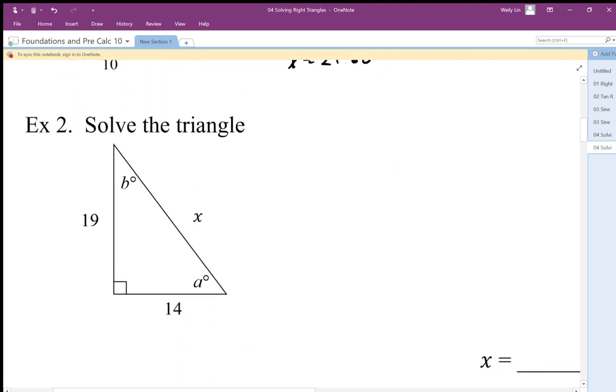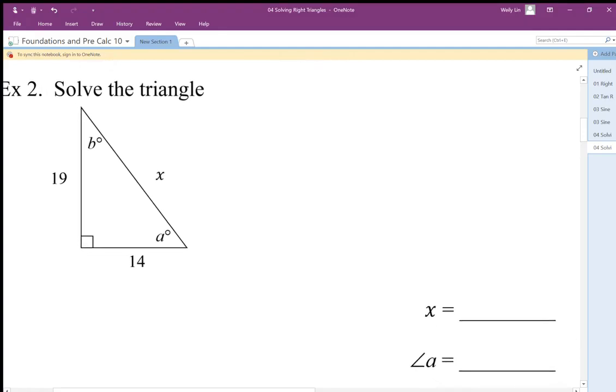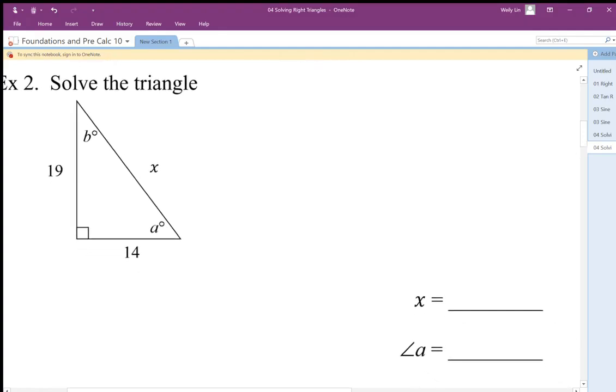So solving for triangles means find all the angles and sides. Here we've been given two sides, which gives us an idea of what the shape is. We need to find the hypotenuse, which we can do through Pythagoras. Then we need to use the shape from the ratios and convert that into an angle shape, and we're going to need a calculator for that.